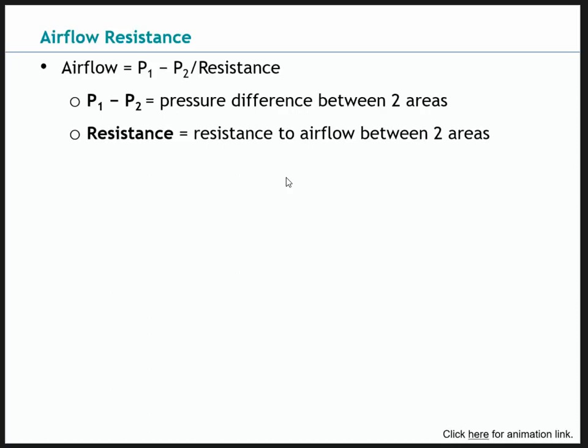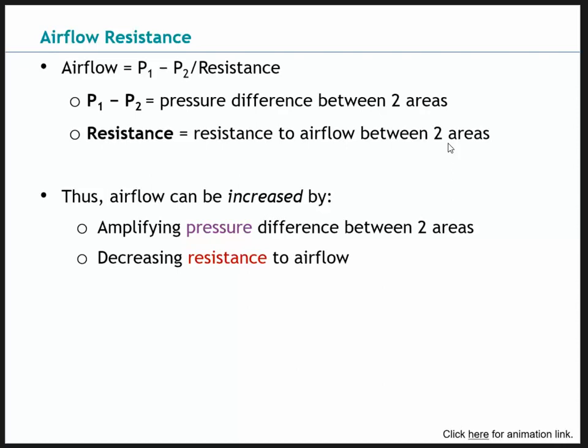Resistance to flow between two areas is just opposition to flow. We know that air flows from an area of high pressure to an area of lower pressure. An example would be air flowing from the atmosphere into the lungs during inspiration. Pressure difference could also be between two ends of an airway, like the trachea. So between those two ends, what is the pressure difference? And then resistance to airflow, that's opposition to flow, so how much air is actually getting into a certain region.